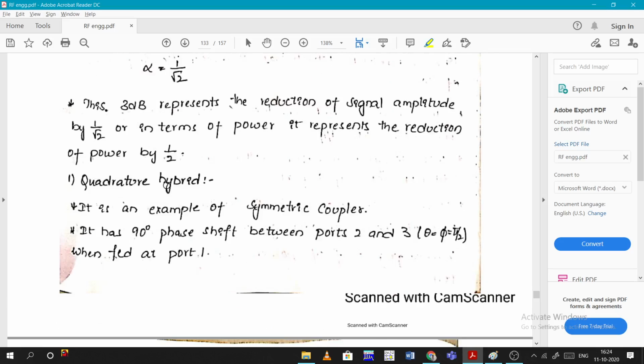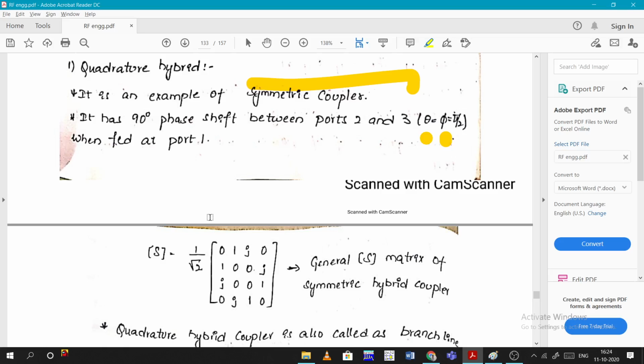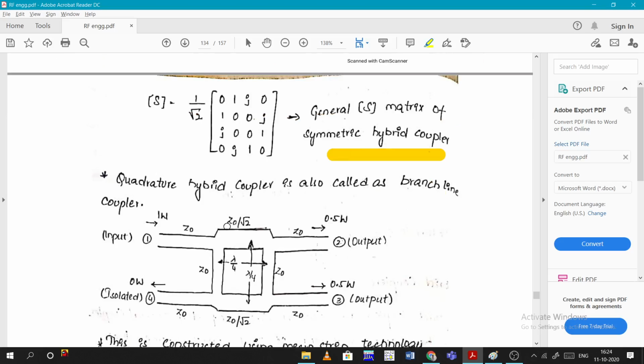So the quadrature hybrid is an example of a symmetrical coupler. It has a 90 degrees phase shift between port 2 and port 3. As it is a symmetrical coupler, theta and phi will be pi by 2. So what is the S matrix for this? 1 by root 2 times of 0 1 j 0, 1 0 0 j, j 0 0 1, 0 j 1 0. This is the S matrix for the symmetrical hybrid coupler. The quadrature hybrid coupler is also called a branch line coupler.